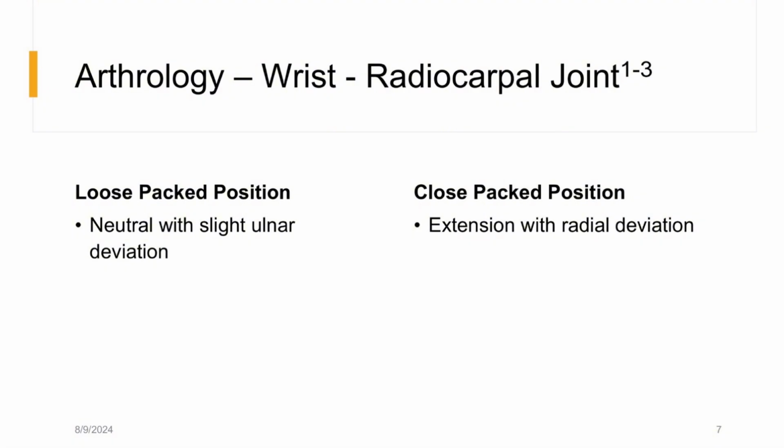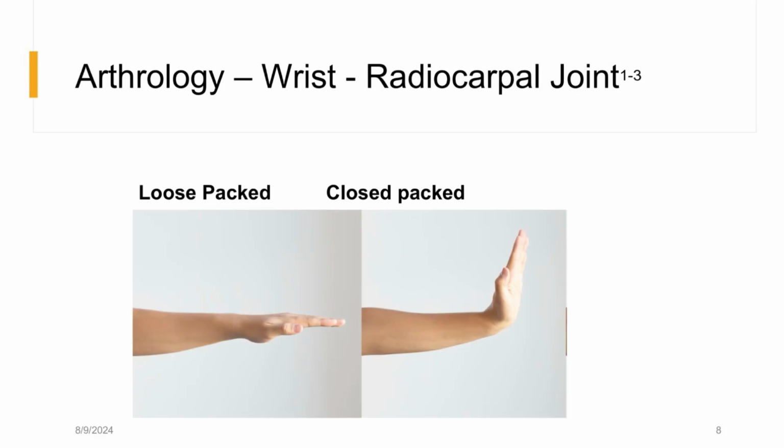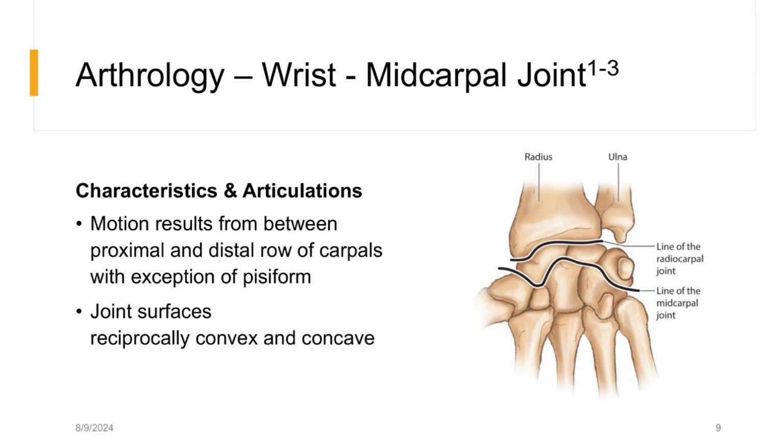All right, looking at our loose pack position and closed pack position of the radiocarpal joint. The loose pack position is neutral with slight ulnar deviation, and the closed pack position is extension with radial deviation. And here's a picture: loose pack, closed pack. Next, we're talking about the midcarpal joint.